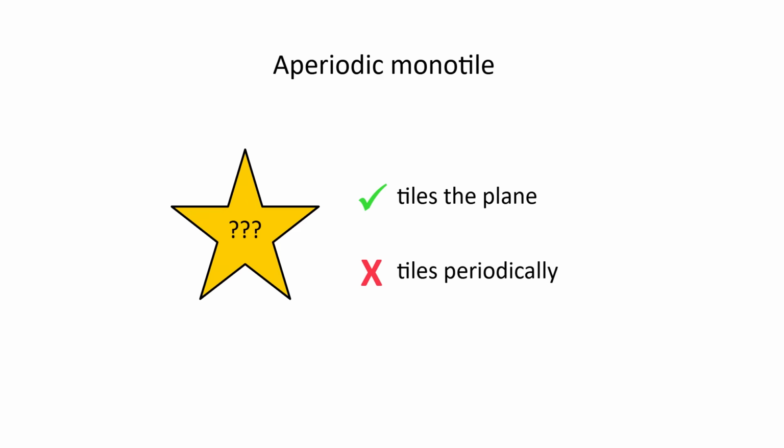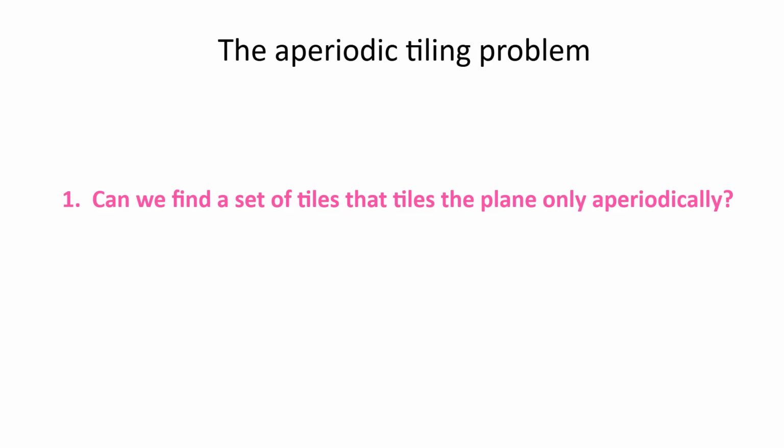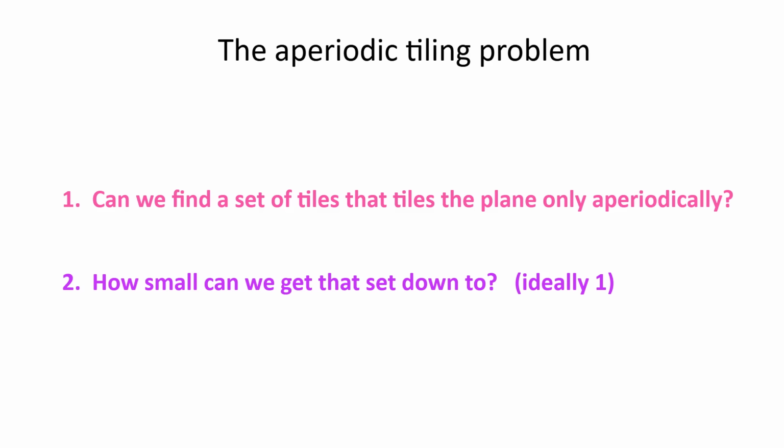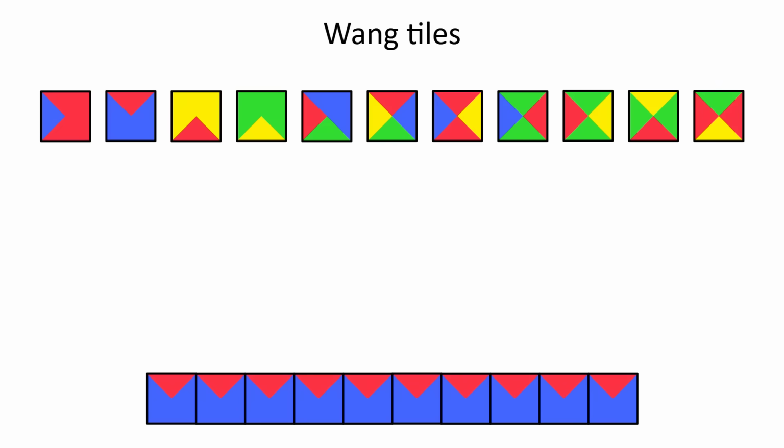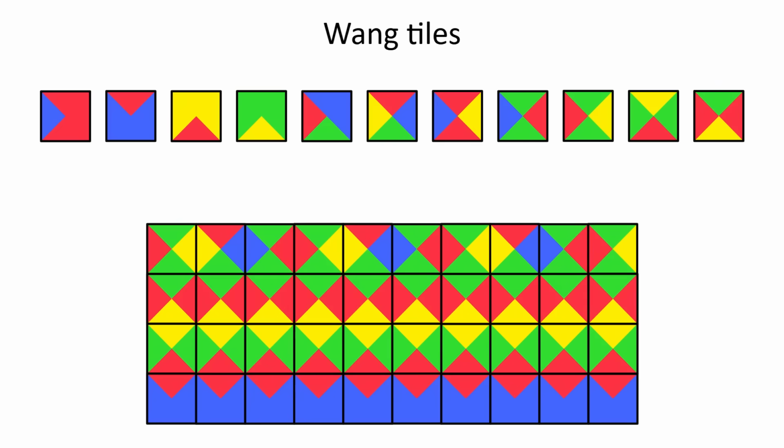To turn it into a problem we can actually make progress on, the question is rephrased a bit. Is it possible to construct a set of tiles that tiles the plane but only aperiodically, and how small can you get that set down to? The first progress on this front came in the form of Wang tiles. These are essentially squares where each side is a different color. When connecting them, you're only allowed to connect each color to itself, and you can't rotate or flip the tiles.